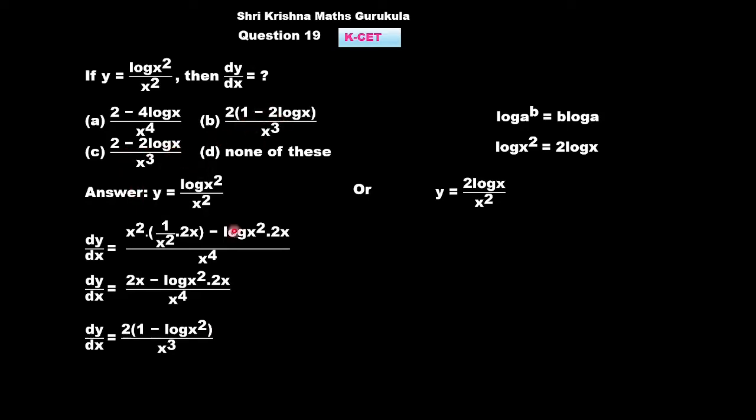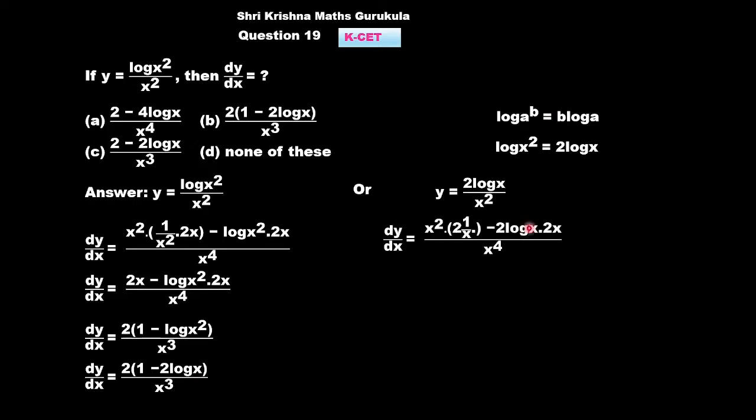Here it is 1 minus 2 log x, which isn't matching with our answer. But if you use this property of logarithms, then this term can be rewritten as 2 into 1 minus 2 log x whole divided by x cube. Now does the answer match? Yes, it matches with option B. So we applied this property to get the right option.